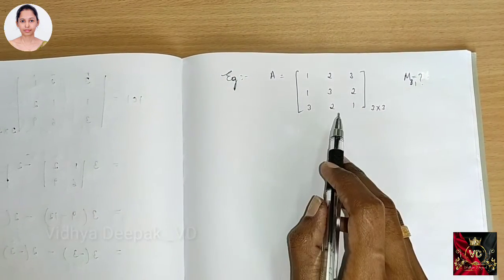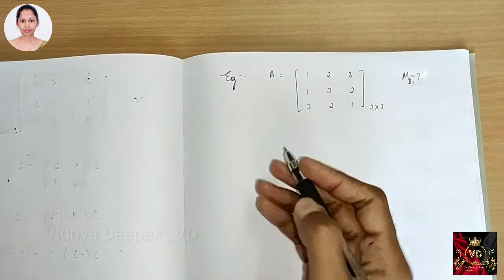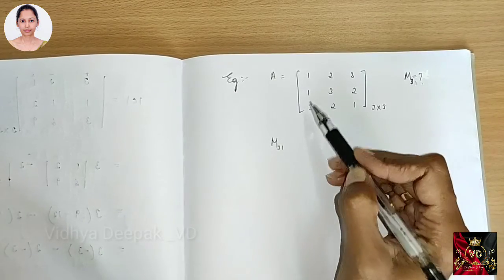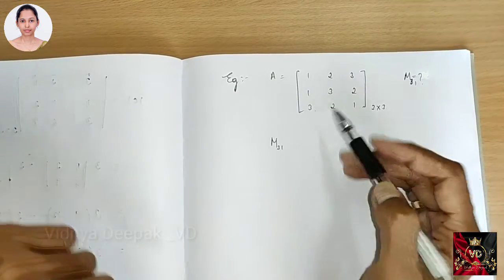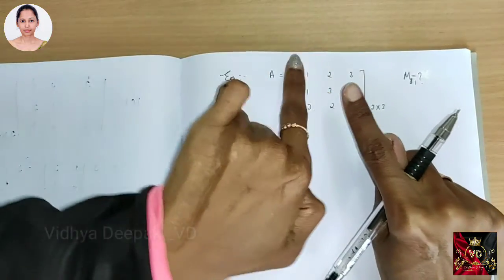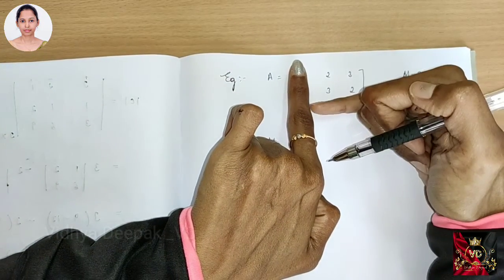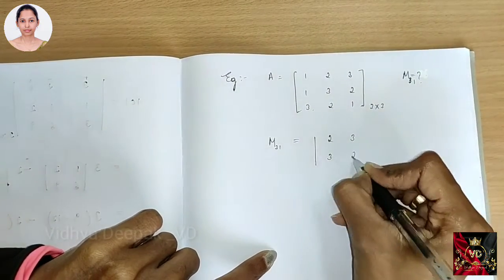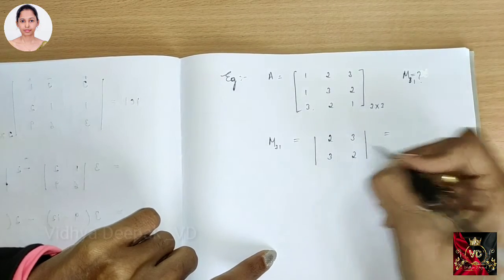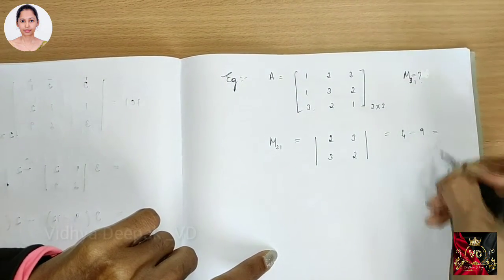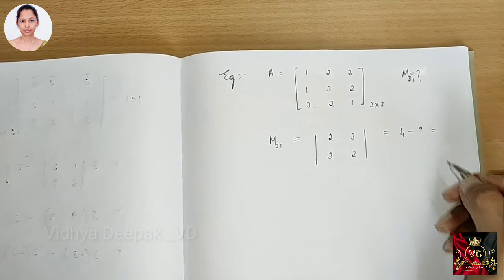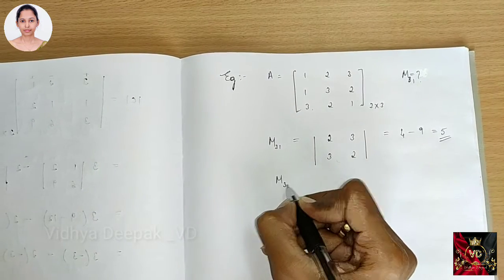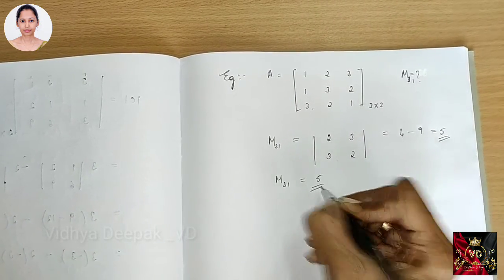So let's see an example for this. Here in this matrix, let's find what is the minor of A31. So that is third row first column element, that is 3. So this row and column get eliminated. So what do you have? Determinant of 2 3 3 2. So now what is the determinant? 2 2s are 4 minus 3 3s are 9. So 9 minus 4 is nothing but 5. So our minor of A31 is nothing but 5.